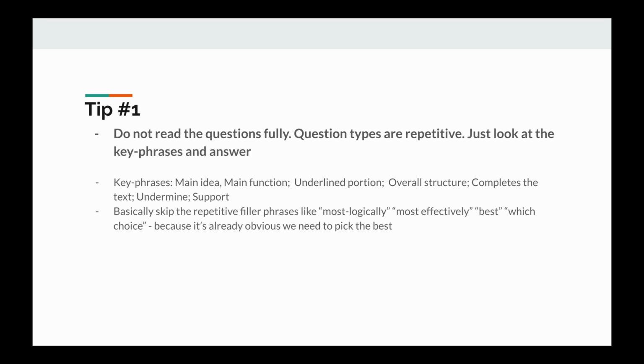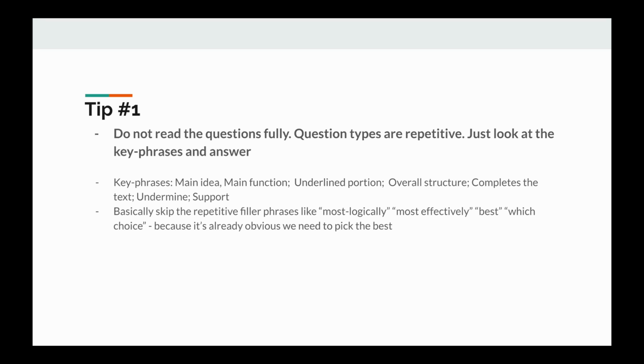Basically, you should skip the repetitive filler phrases like most logically, most effectively, best, which choice, because it's already obvious that we need to pick the best choice or the most logical or most effective choice. And in the beginning of the question, they always ask, which choice, and so on. You can also skip this part which says which choice.